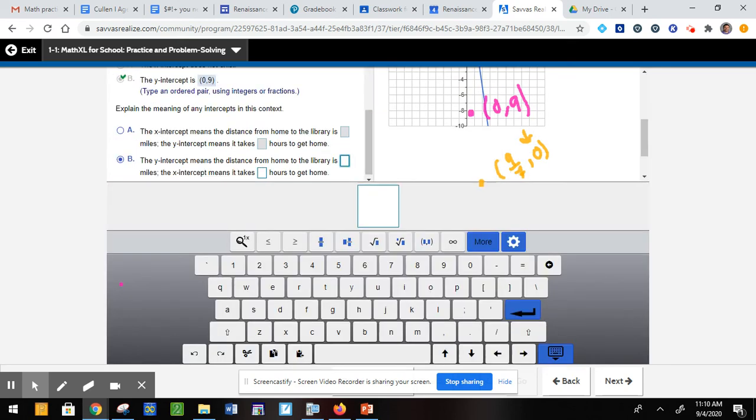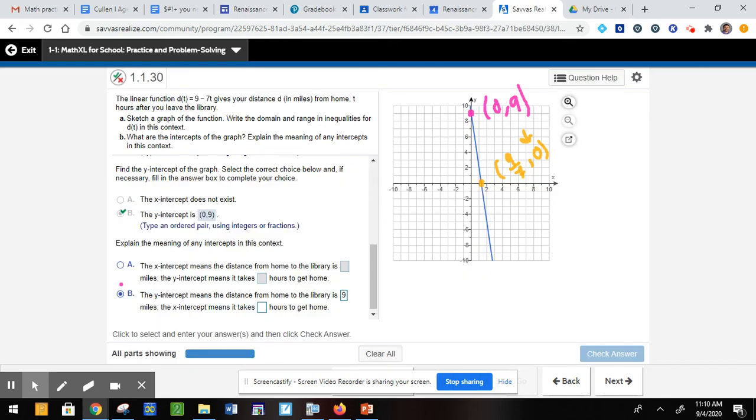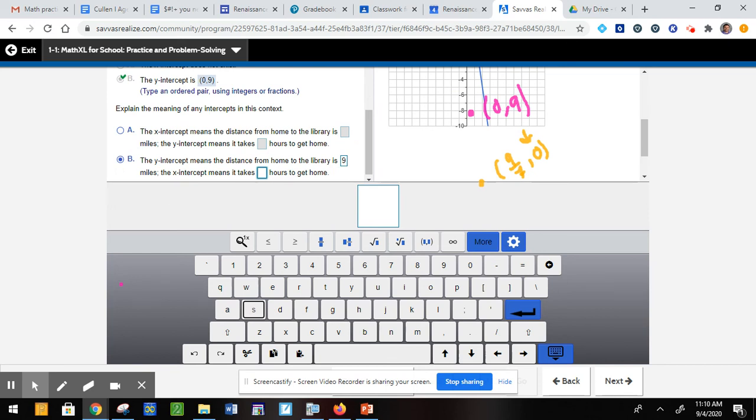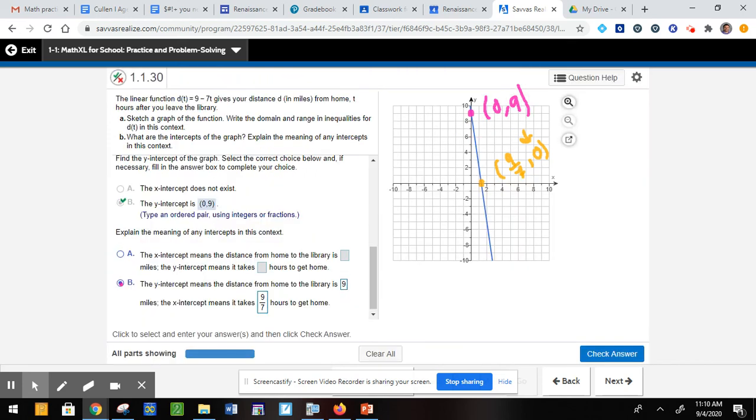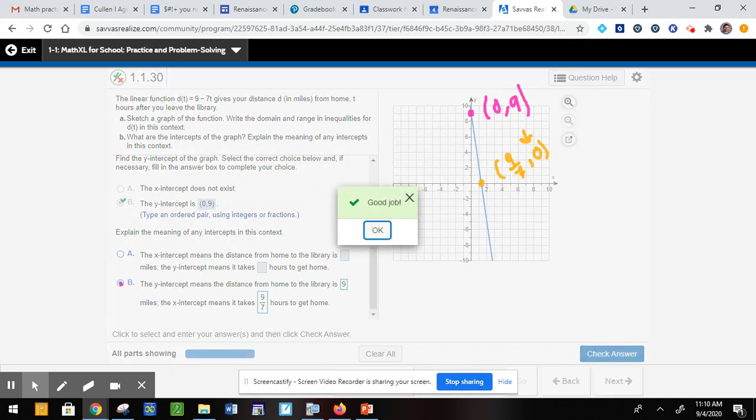And again, you're 9 miles from home when you start walking. So that's what the y-intercept is showing you. The x-intercept shows you how long it took you to get home. And that was 9/7 of an hour. So again, a little more than an hour. All right, let's check our answer. Looks good. Let me know if you have other questions.